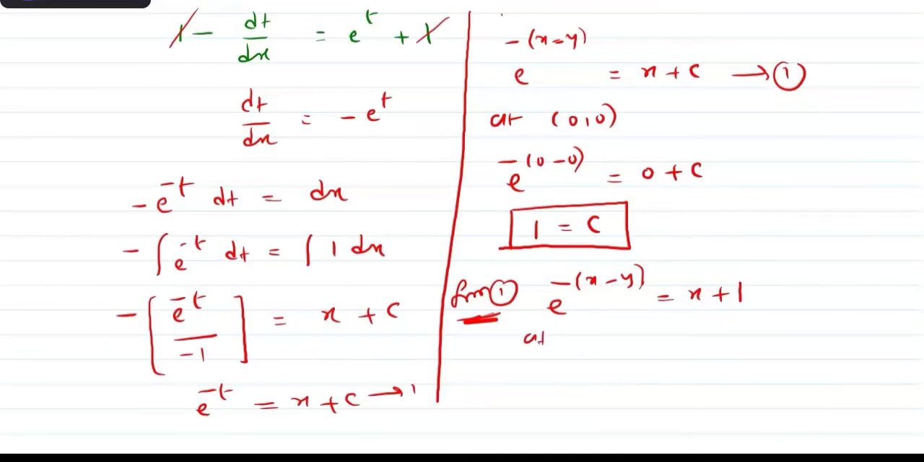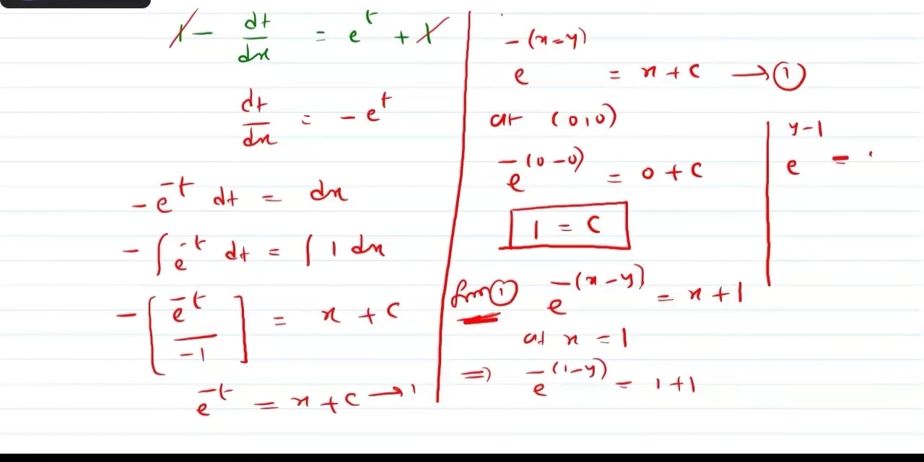So at x = 1, the curve is e^(−(1−y)) = 1 + 1, which is 2. That means if we interchange, it is y − 1, the minus will get cancelled, on the power, equals 2. So y − 1 = log 2. So y equals 1 + log 2. That will be the answer.